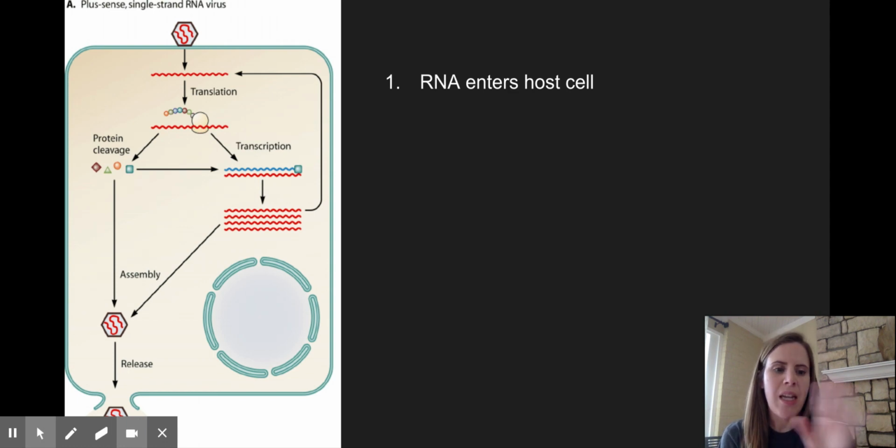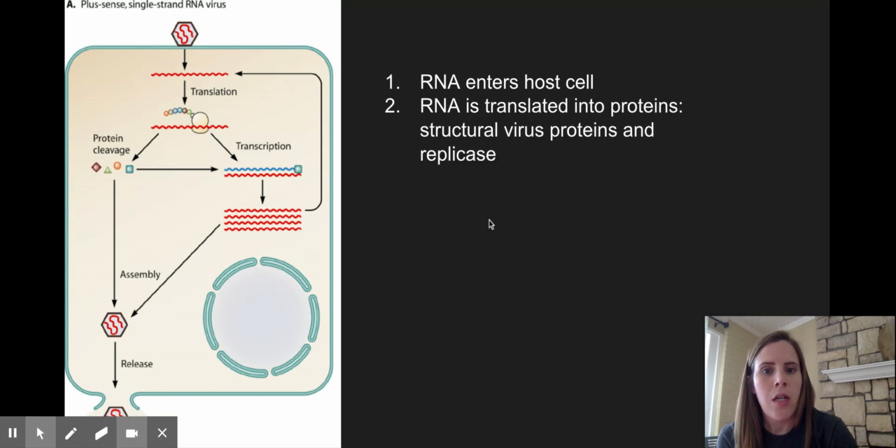So here's kind of a step-by-step of what happens as a virus infects a cell. So first you've got the RNA coming into the host cell. Next, it's translated into proteins. So it actually uses the host's ribosomes, your human ribosomes in your cells, and it reads the RNA just like it would read your RNA. The ribosomes don't know any different. They just see RNA and they read it and they translate it into proteins.